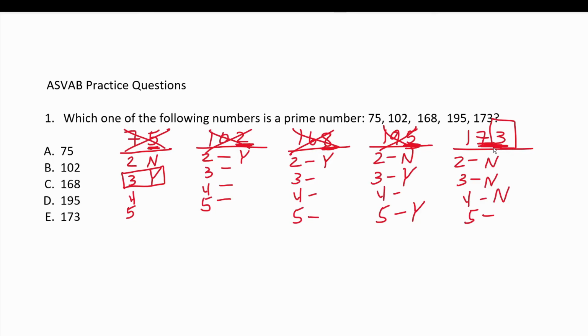So let's look at this 3. According to our divisibility check for 5, if this last digit is 0 or 5, it is divisible by 5. So in light of the fact this is 3, we can say with great confidence that 173 is not divisible by 5. And because of that, I'm going to say 173 is our prime number here.